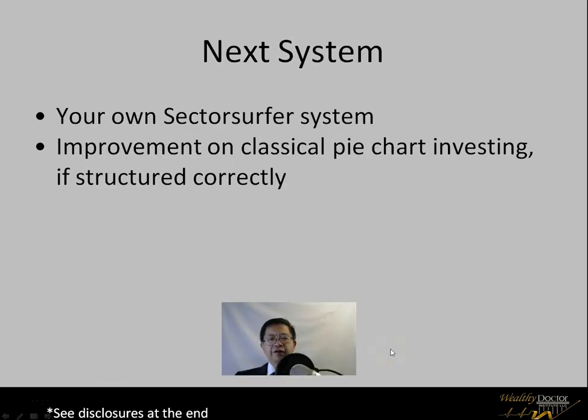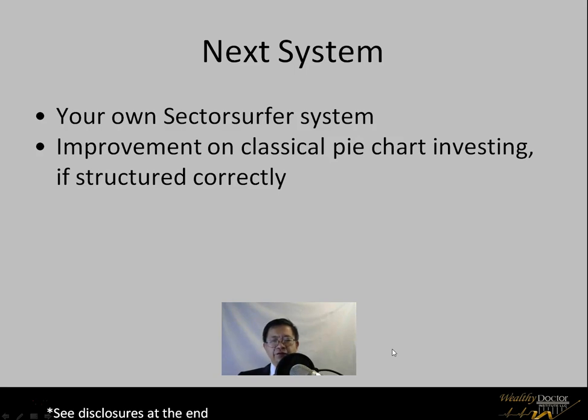So the next system is your own Sector Surfer system. Now remember, I don't know what you're using Sector Surfer for. Anyone can choose any combination of stocks, bonds, ETFs, mutual funds, anything with a ticker with their Sector Surfer system.